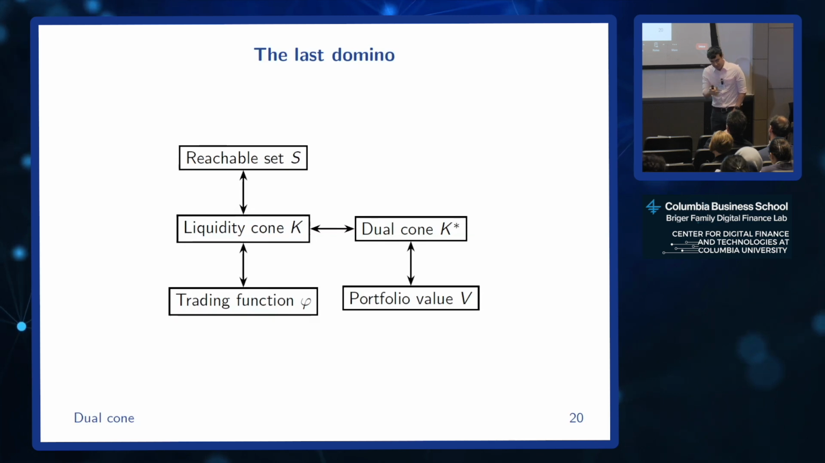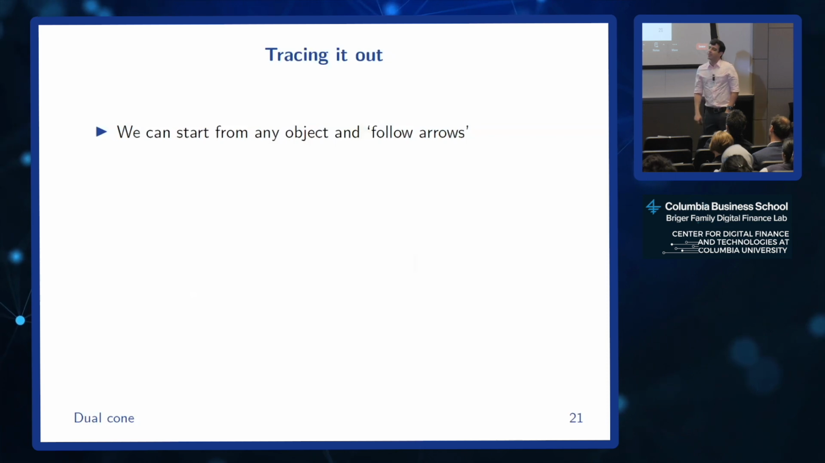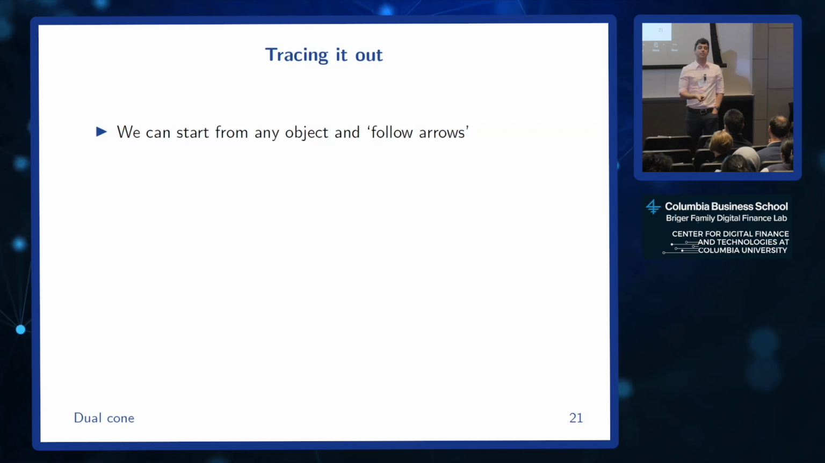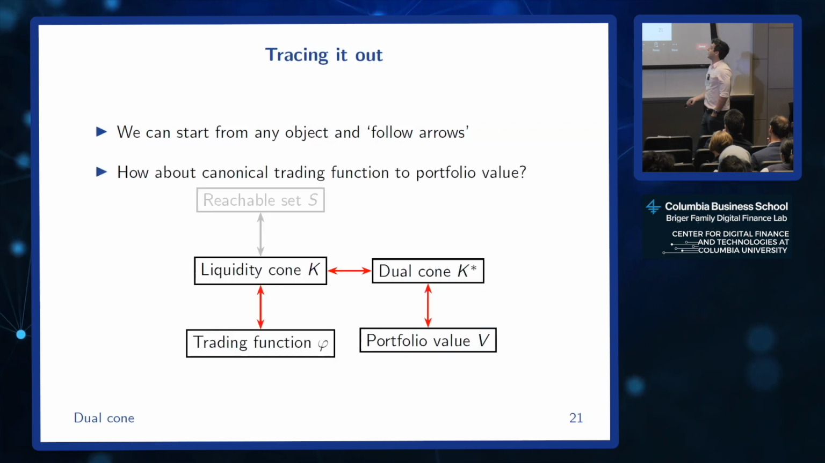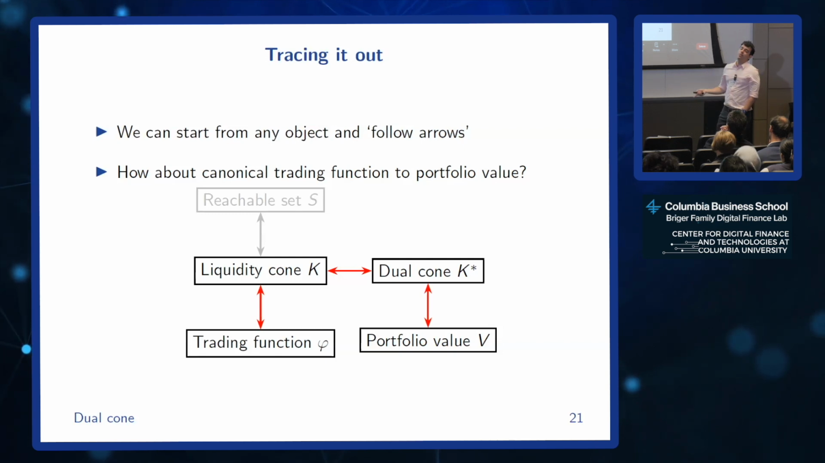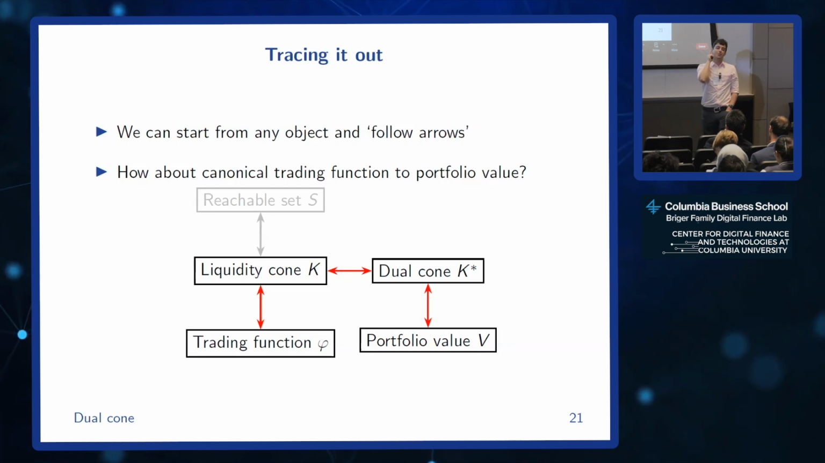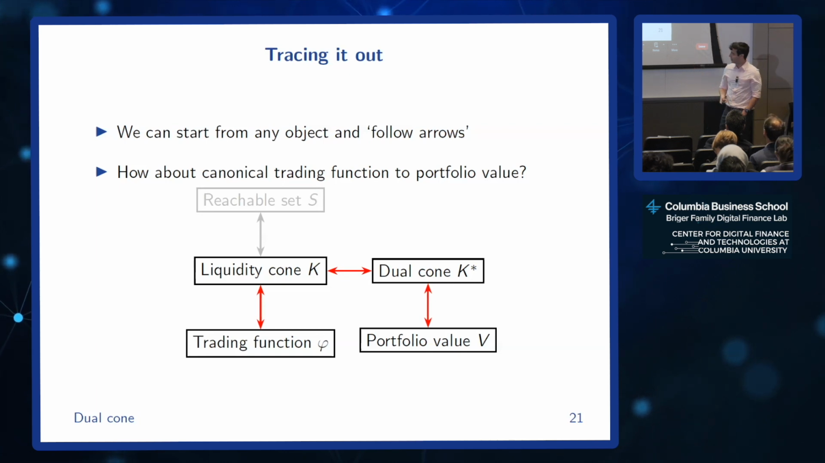Now, after eating our vegetables for approximately 10 minutes, we can do some real things. We can start from any object and follow the arrows to get any other object. We have bijections between any of them, so in some sense, they're all equivalent. Now, what can we do with that? Let's do a classic case. This is a result from 2021: every trading function has a portfolio value function. That's well known. But what was not well known is that every portfolio value function corresponds to a unique trading function, in this case, a unique canonical trading function.